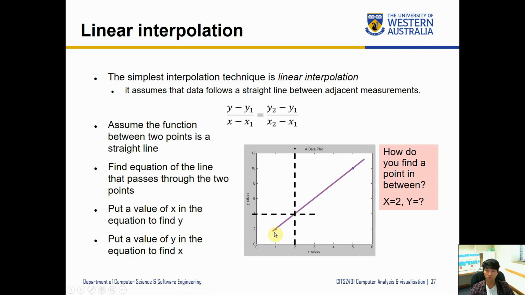So for these two points, say at (1, 2) and (5, 10), that's what we had before. Or maybe at x equals 2 seconds, it may have traveled 4 meters. At x equals 3 seconds, it may have traveled, say, 6 meters, and so forth. So that's how we're going to guess what those points may have been using linear interpolation.